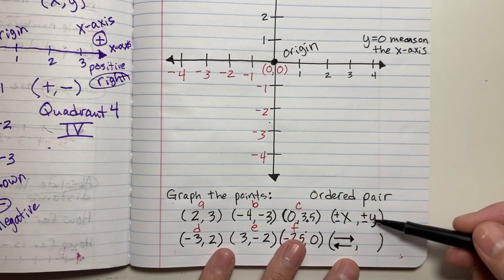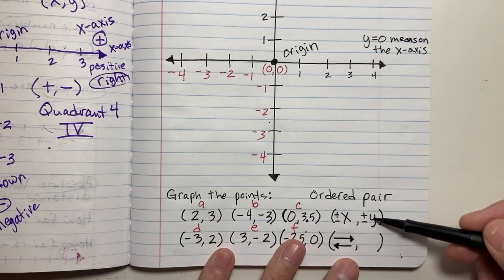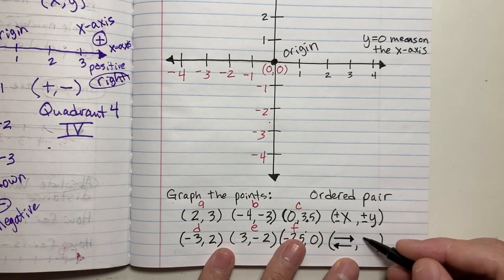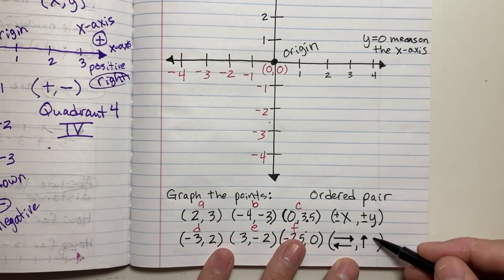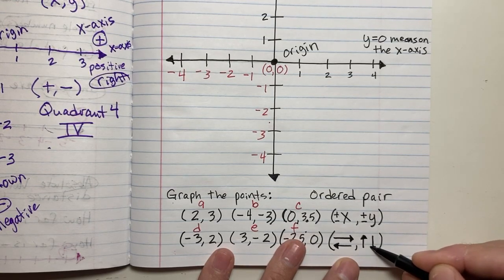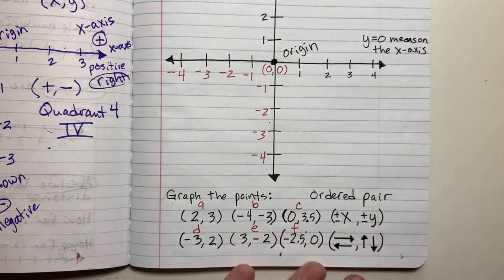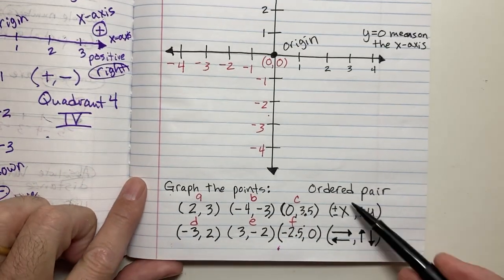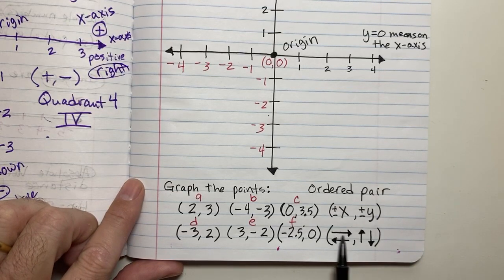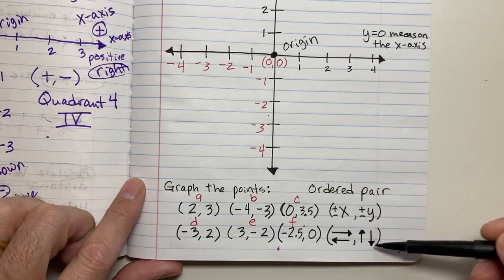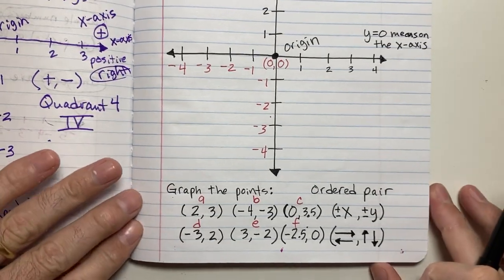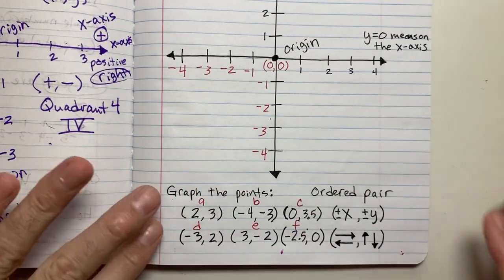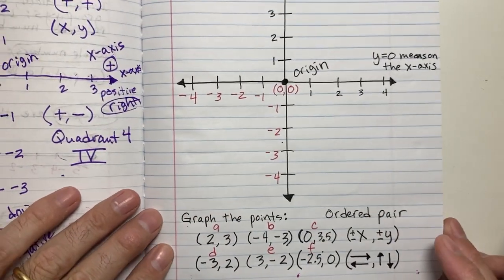And the y value, we're going to be going up and down. So the y coordinate, if it's positive, then we're going to go up on the coordinate plane. And if it's negative, then we're going to go down. So anytime we're looking at the first number, it's telling us whether we're going left or right. And the second number in the ordered pair is telling us whether we are going up or down. So pause the video as you're going through it, putting notes into your notebook.